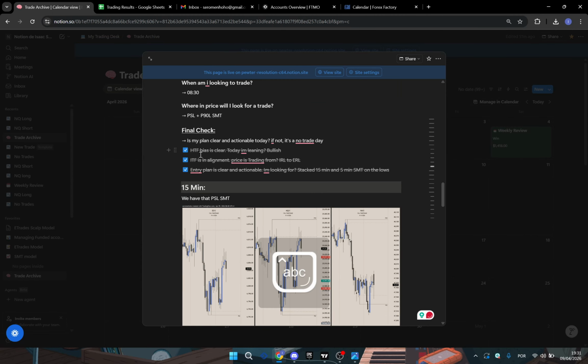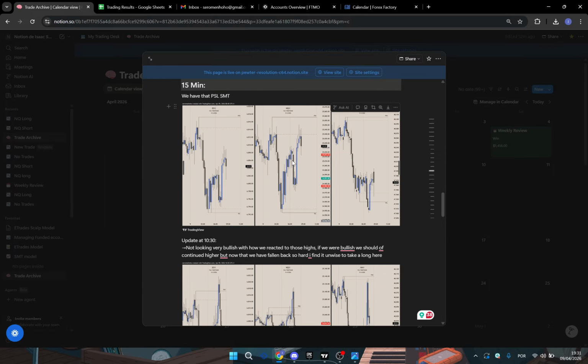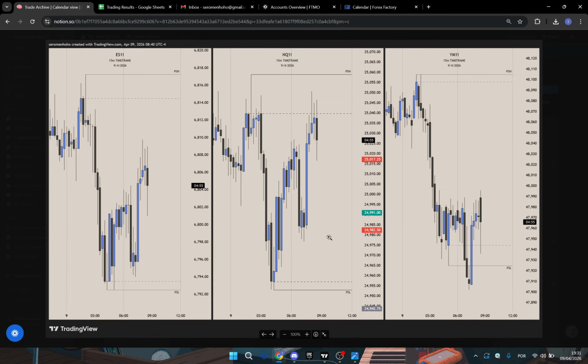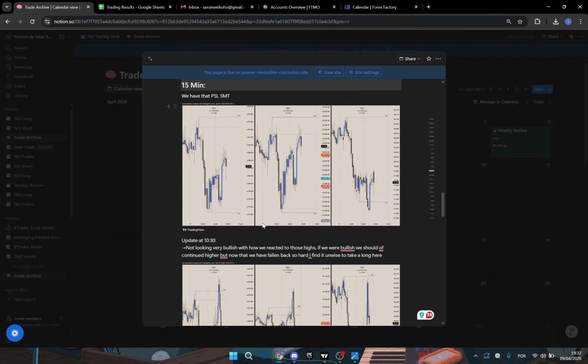Yeah. Right. So high time frame is clear. Intermediate term time frame is in alignment, and the entry plan is clear and actionable. So when we go down to the low time frames, we can see that we have a 15-minute SMT right here. YM closed below previous session low right here, and NQ and ES failed to even take it out. So that is a bullish SMT on the low. So now what I need is at 9:30 a.m., if we get a 5-minute SMT on the lows, I would enter a long if we got a 5-minute SMT and a change in the state of delivery.